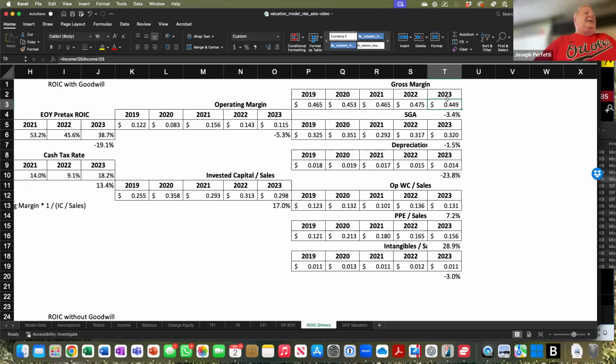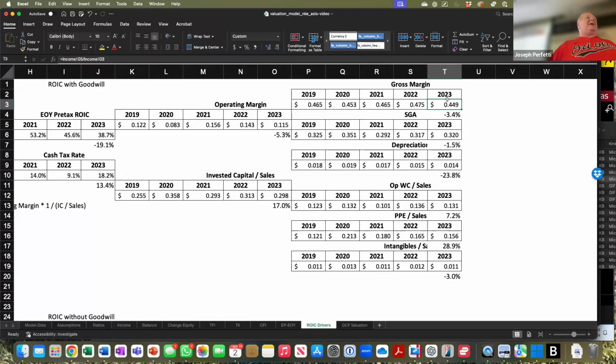In 2019, Nike spent 32.5 cents on SG&A. In 2023, spent 32. Slight favorability. Didn't change much, but they did spend a little less per dollar in SG&A, not enough to offset the drop in gross margin. And depreciation as a percentage of sales went from 1.8 to 1.4 over the 5 years, 2019 and 2023. That was favorable as well to the operating margin. But unfortunately for Nike, what really hurt their operating margin primarily was the drop in gross margin. Got to cover every variable.